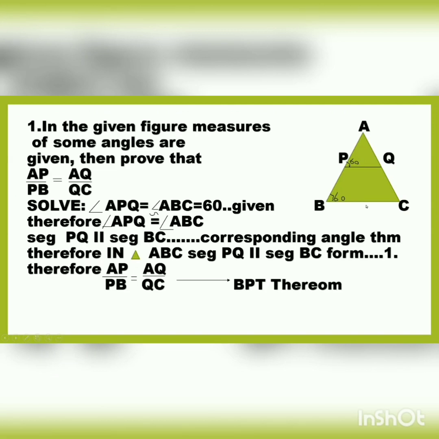If PQ is parallel to BC, then you can use here the BPT theorem. Therefore, in triangle ABC, segment PQ is parallel to segment BC from 1. Therefore, the ratio of AP upon PB, on side AB, is equal to the ratio of AQ upon QC. Write the reason: BPT theorem. So, we solved the first example using the BPT theorem and the corresponding angle theorem.